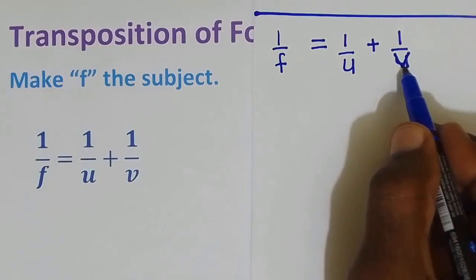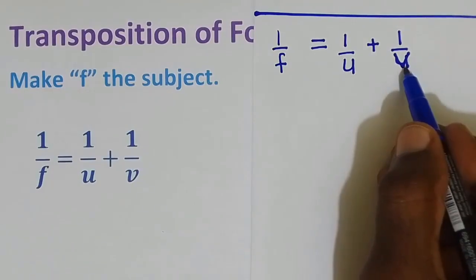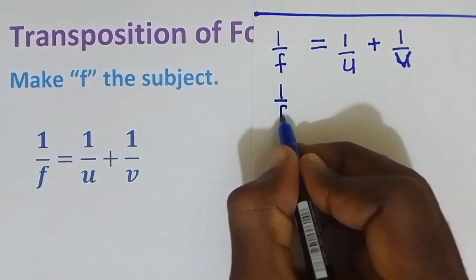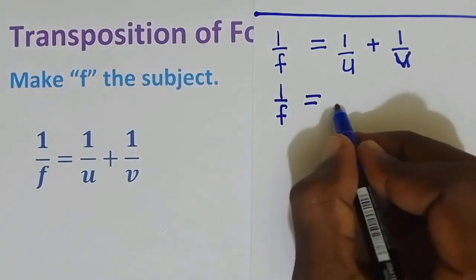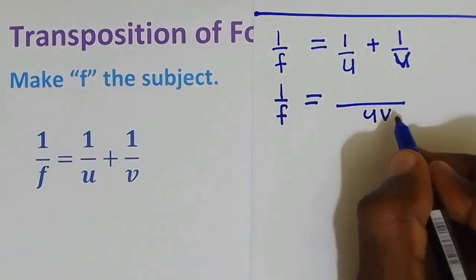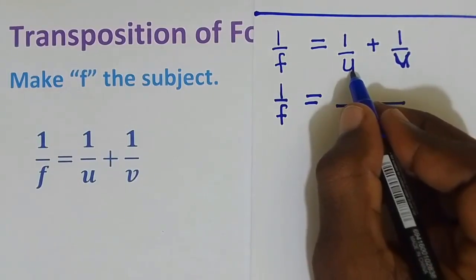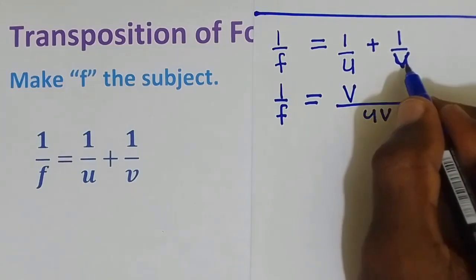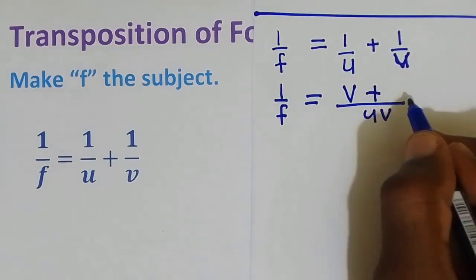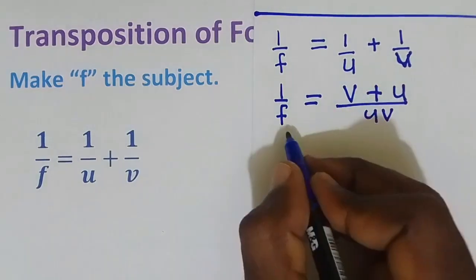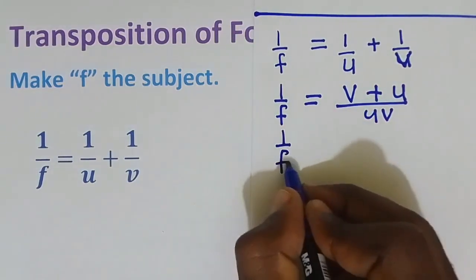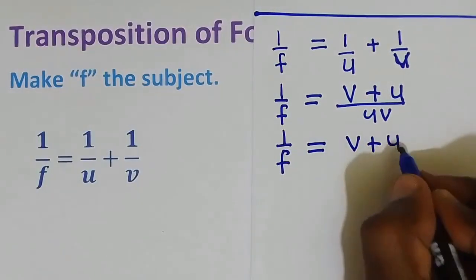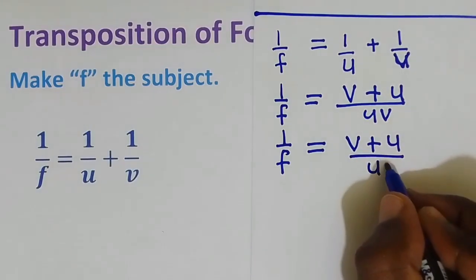First, we are going to find the LCM of u and v. That is going to be uv. 1 over f is equal to, the LCM is uv. uv divided by u, we are going to have v. uv divided by v, we are going to have u. 1 over f is equal to v plus u over uv.